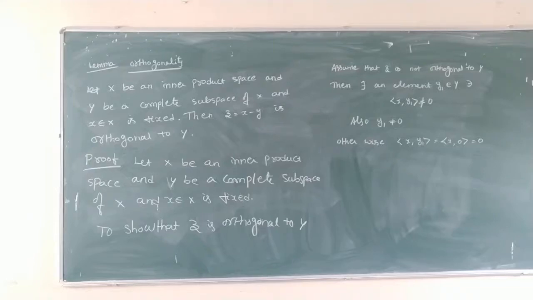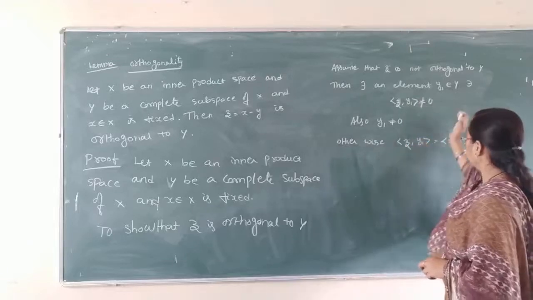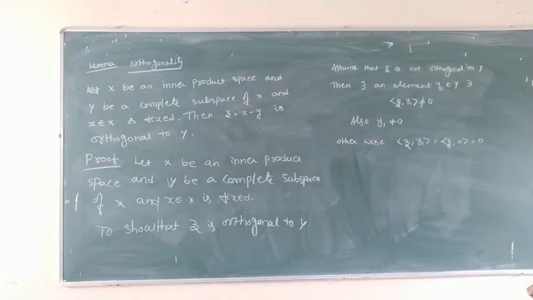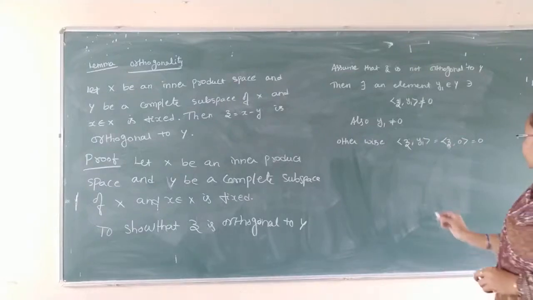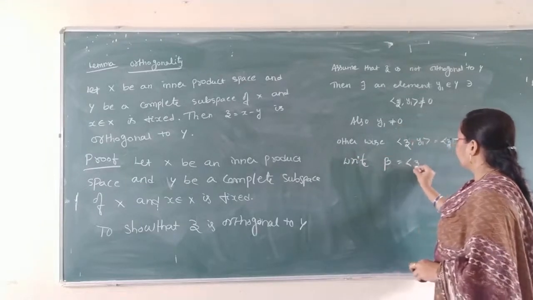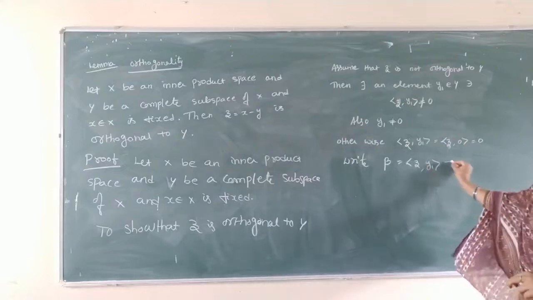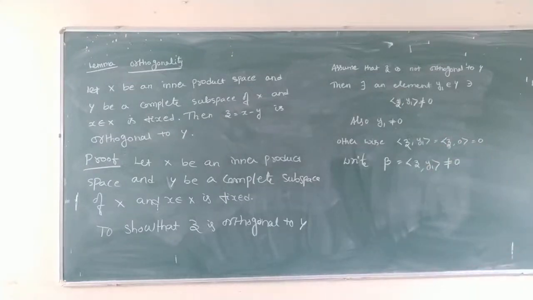Next line. Write beta is equal to the inner product of Z comma y1. Here we are taking Z is not orthogonal. This value we are taking, then clearly it is non-zero also. Next line. Now for any scalar alpha, we have to calculate norm Z minus alpha y1 whole square value.